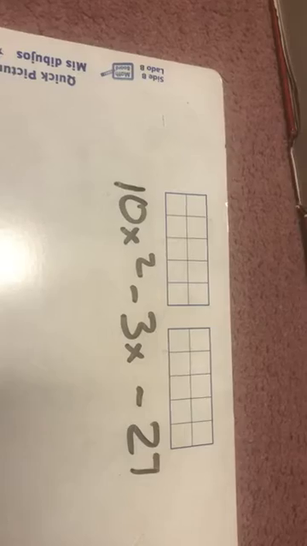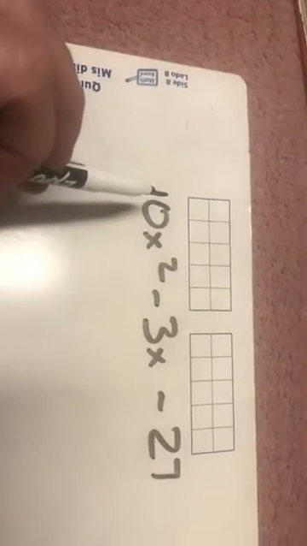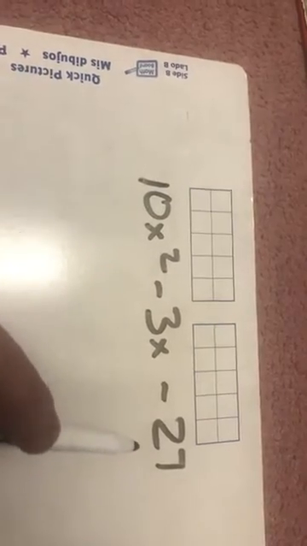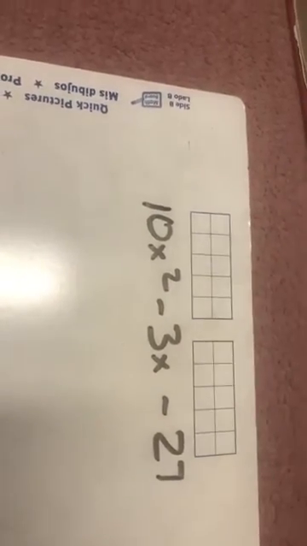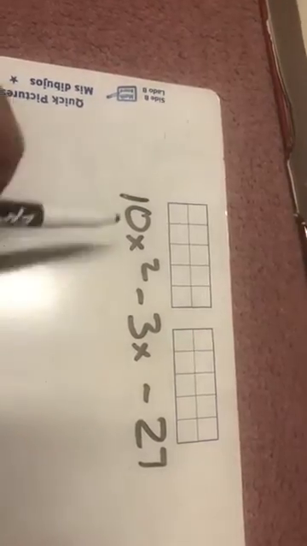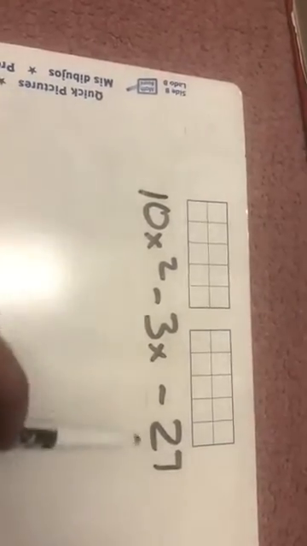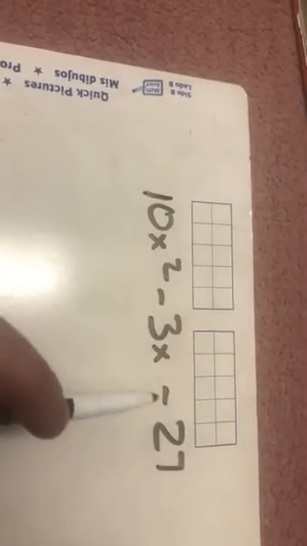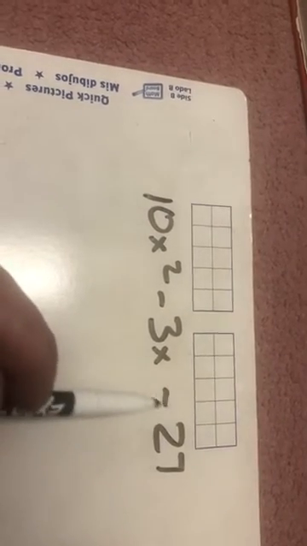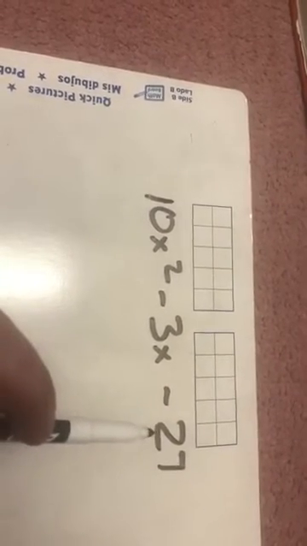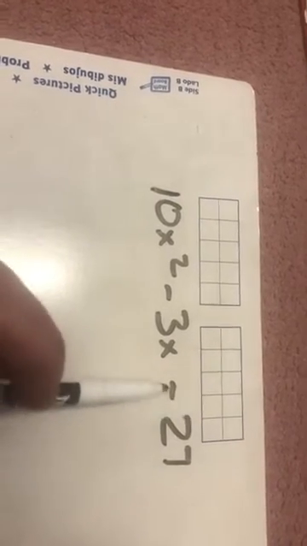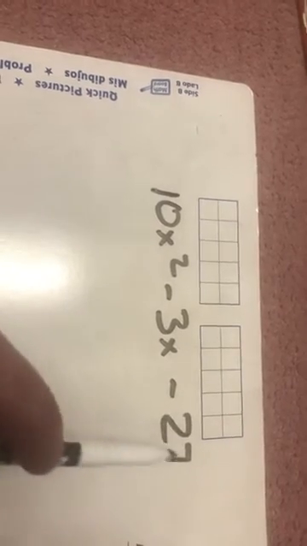Not all the time are they going to get negative answers. Okay? Sometimes it's just going to be a positive here, like 10x squared minus 3x minus 27. Well, the first thing I want to think about here is that the signs aren't changing because there's no negative sign. So I'm looking for two numbers multiplied together that equal a negative 27. I know the only way that I can get a negative answer when I multiply is if one of the numbers is negative and one of the numbers is positive.